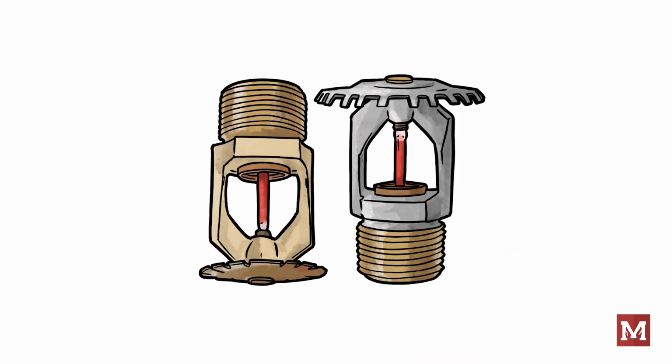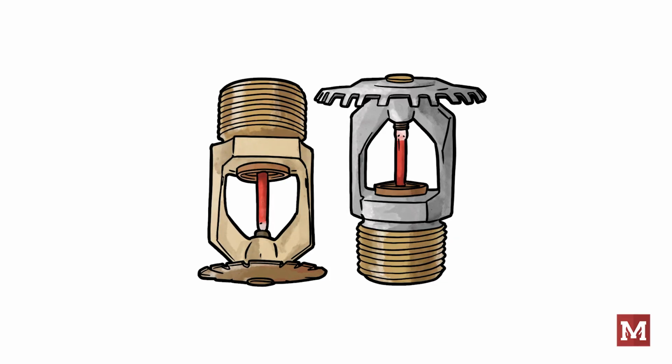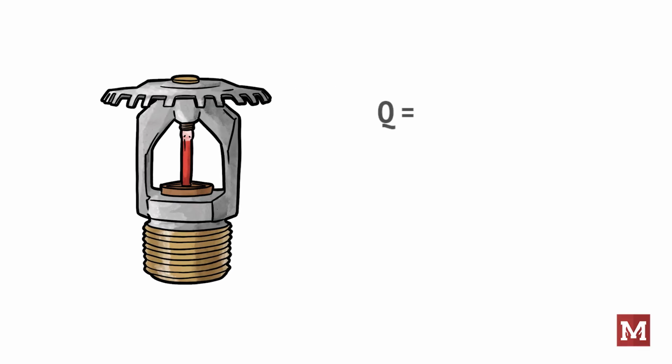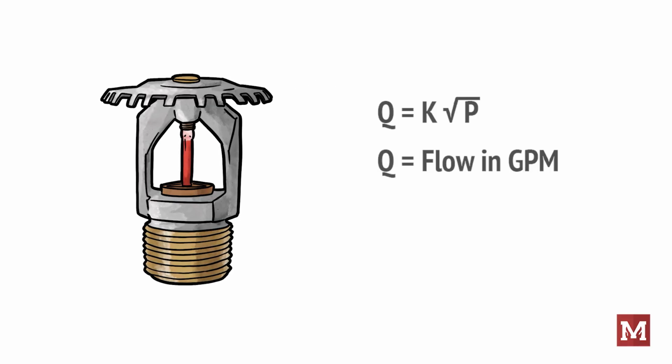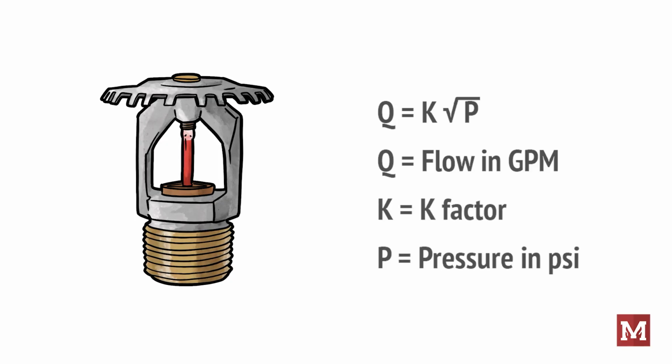So talking about flow, when we talk about how much water a sprinkler discharges, it comes down to two basic relationships. The first is the K-factor formula. Q equals K times the square root of P. Q is flow in gallons per minute, K is the sprinkler's K-factor, and P is the pressure in PSI at the sprinkler. This is the relationship we talked about.